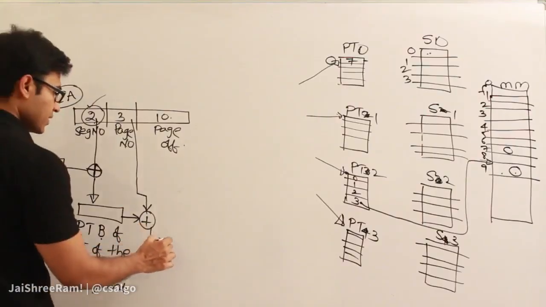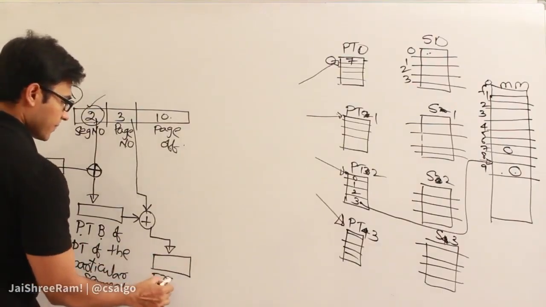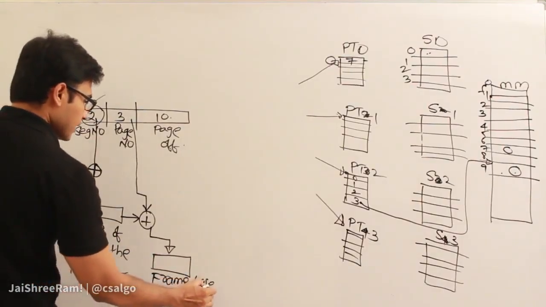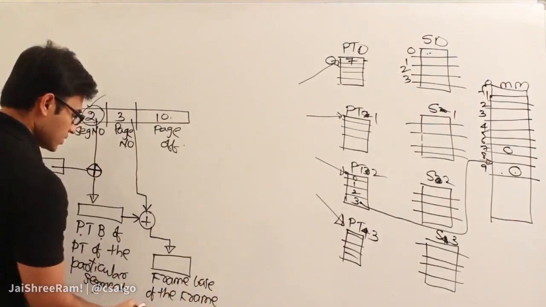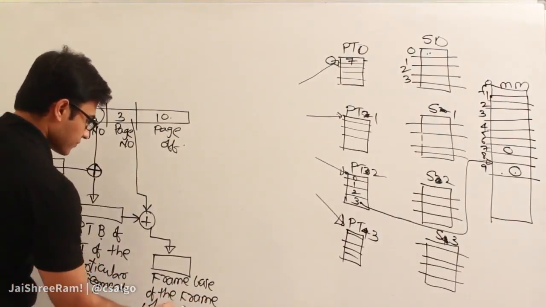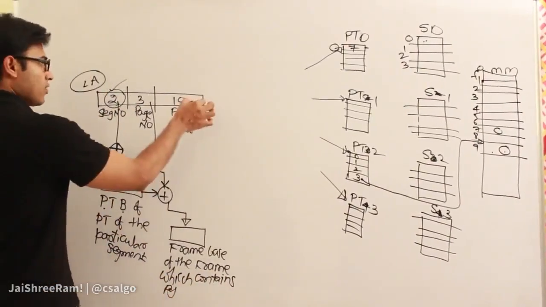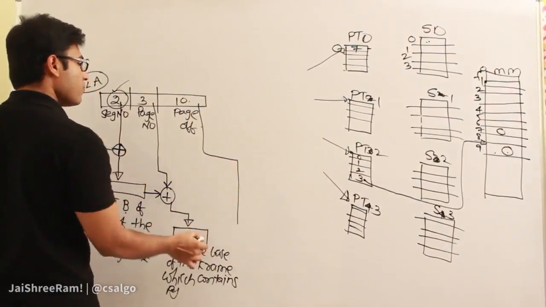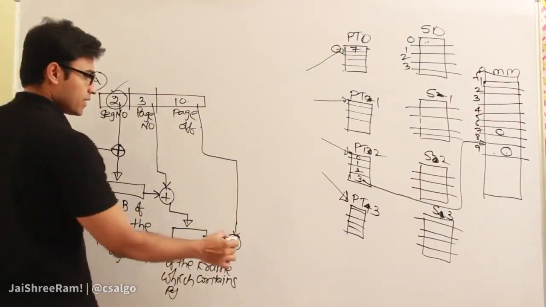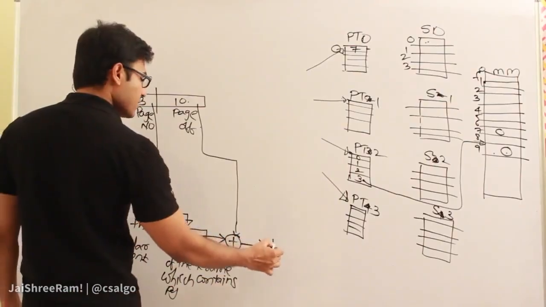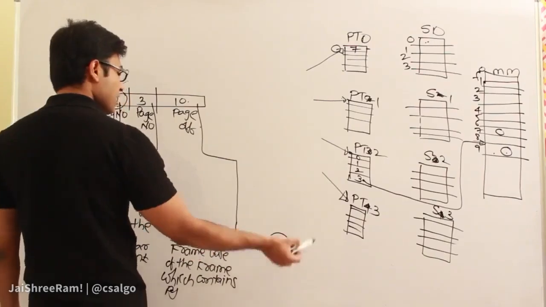So the number we get is going to give you the frame number or the frame base of the frame which contains the required page. Got it? Now finally we have the frame base, and when we add the page offset to that frame base, what we get is the address of the word, which is nothing but the physical address in which our required word is present. From there you can read the word onto the data bus.